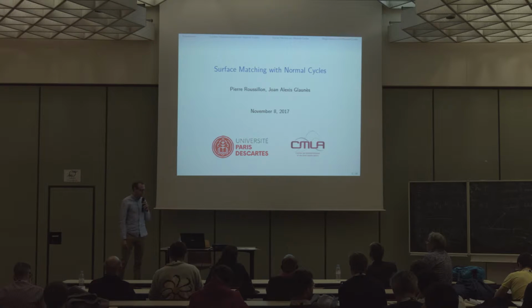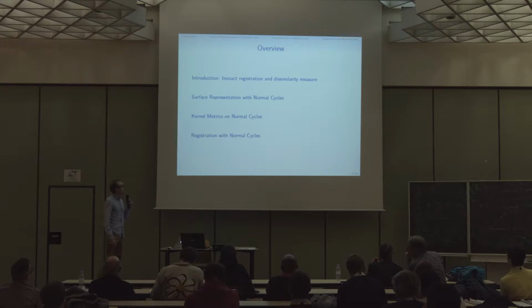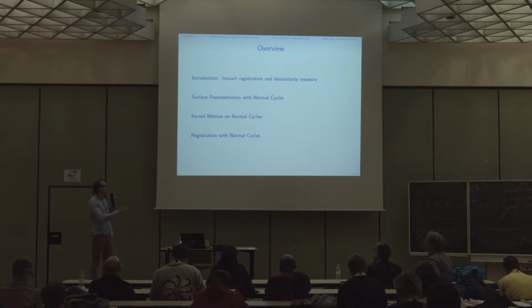In this presentation, I will talk about surface matching using a data attachment term that relies on the theory of normal cycles. I will first briefly remind the framework of inexact registration and the necessity of a data attachment term. To construct this data attachment term, we will consider surface representation of shapes with normal cycles, which are objects associated with the normal bundle of the shapes.